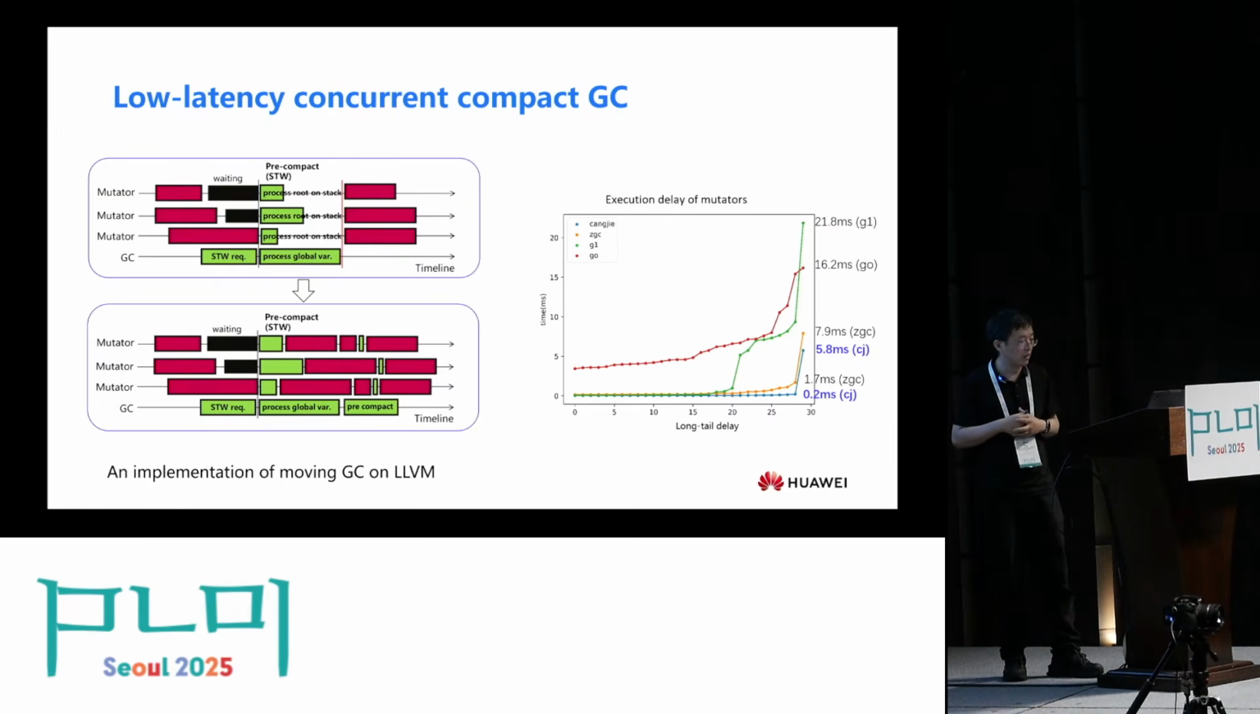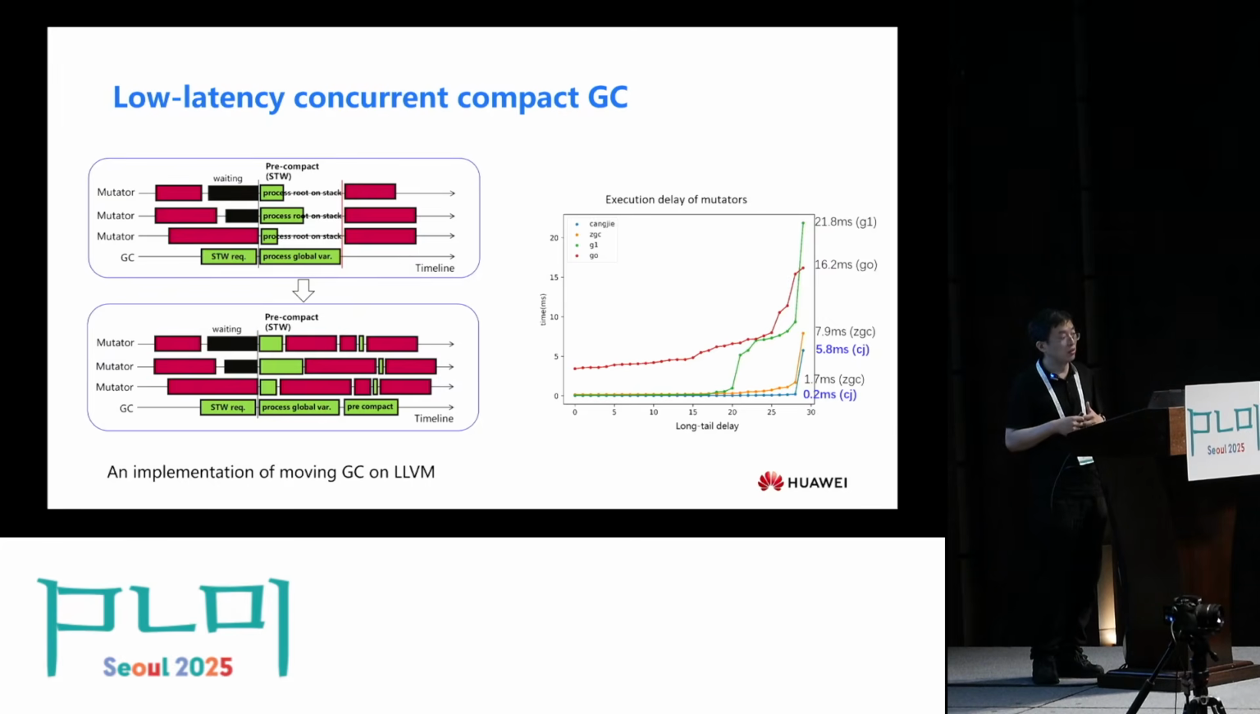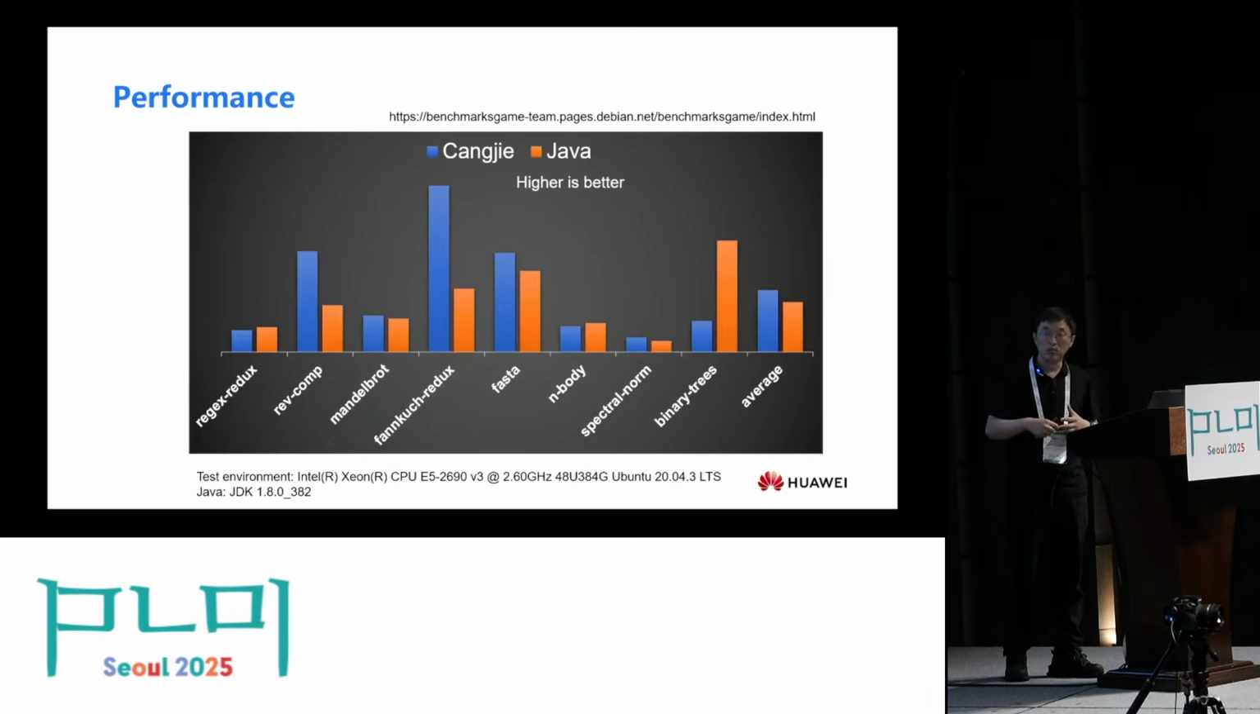I want to point out that the implementation is based on ARVM. It's a moving GC, so it could potentially be a good contribution to the community because so far we don't see many mature implementations like this. And for performance, we did some experiments using the micro benchmarks from the benchmark scheme website. We did this comparison with Java. It seems the performance is at the same level as Java, and for some of the test cases, it actually behaves even better.